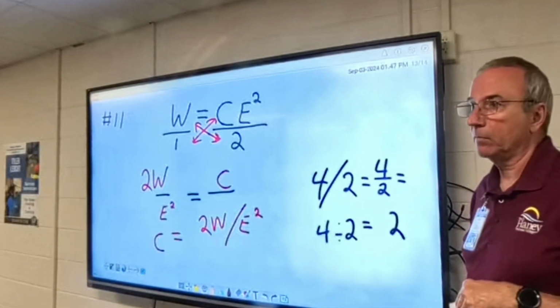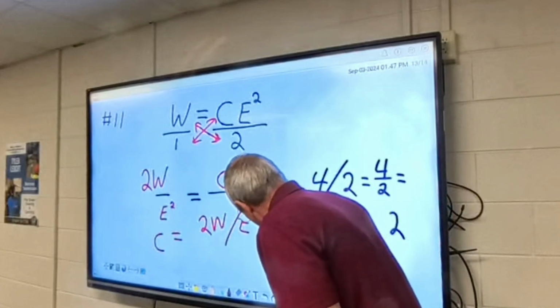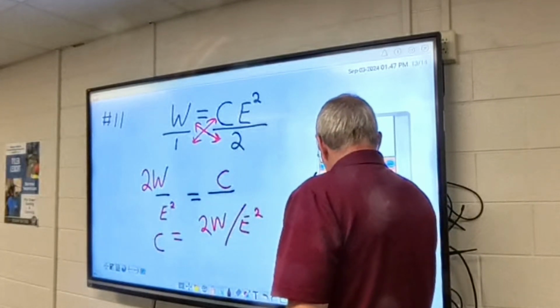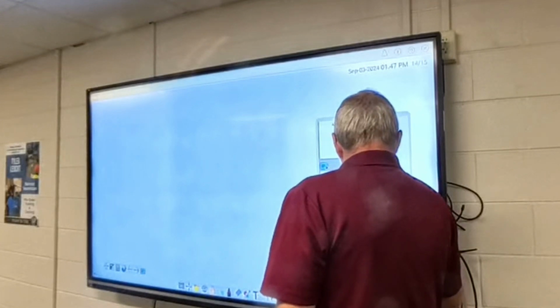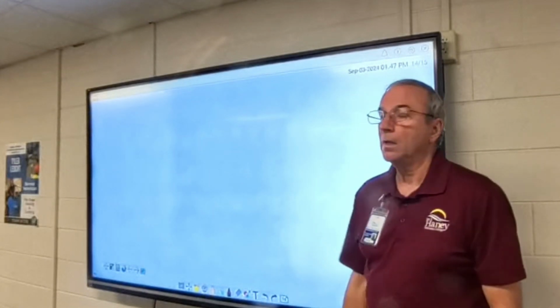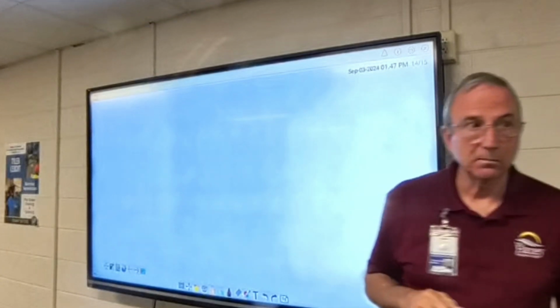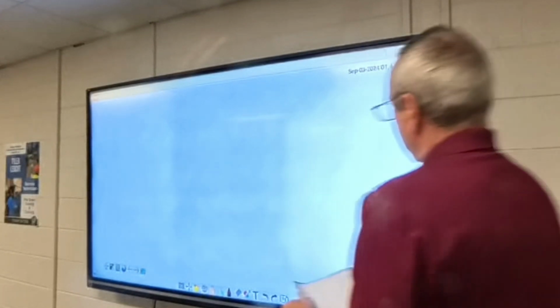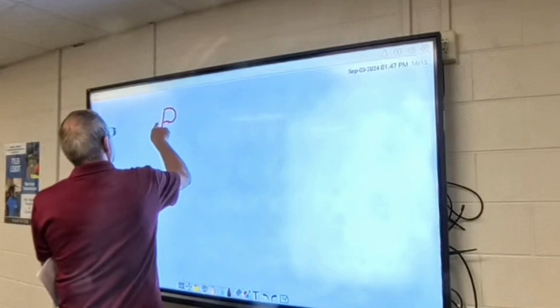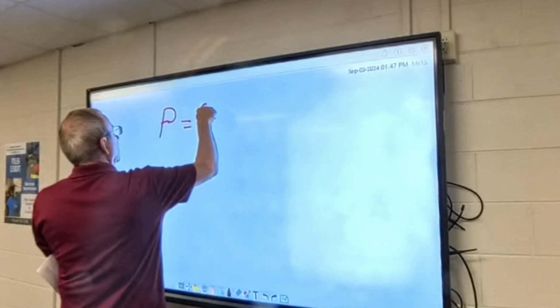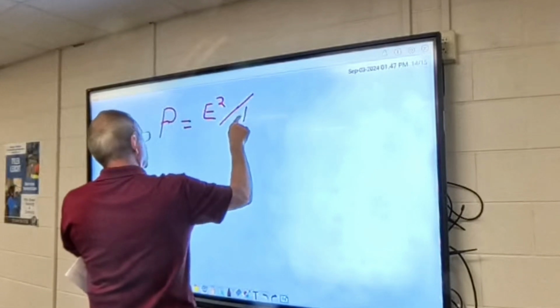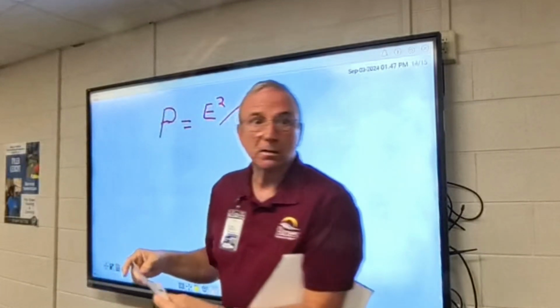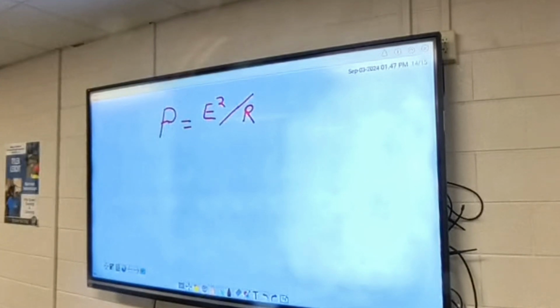Can we do another example? Is there a sample problem in the math? If not, I can do P equals E squared over R, and then solve for R. That's in the book. All right, let me write that up. So it's P equals E squared over R, and then they solve for R. All right, let's have a look.